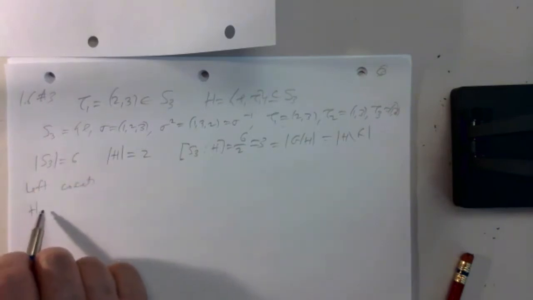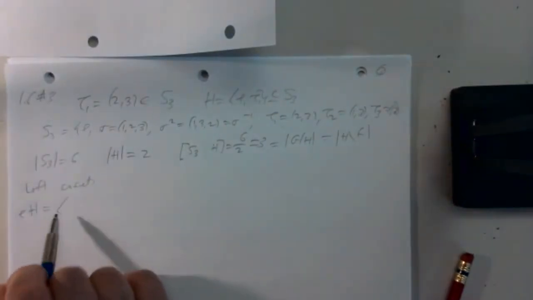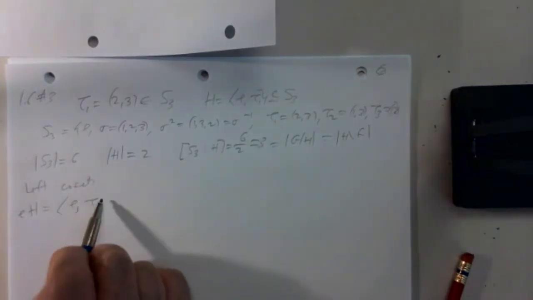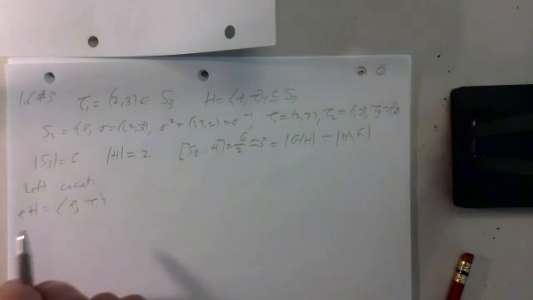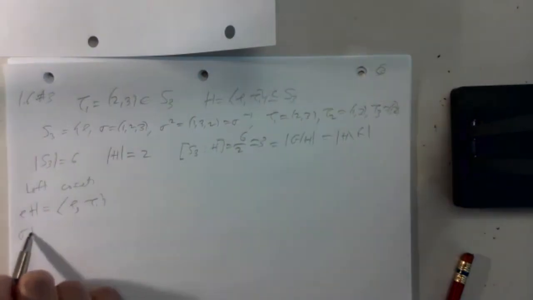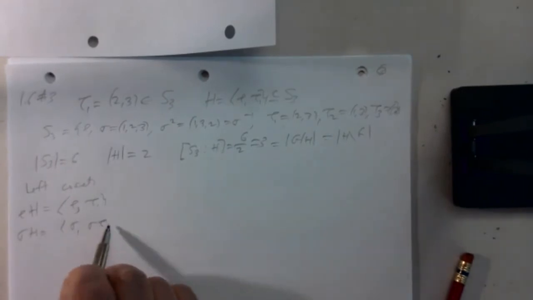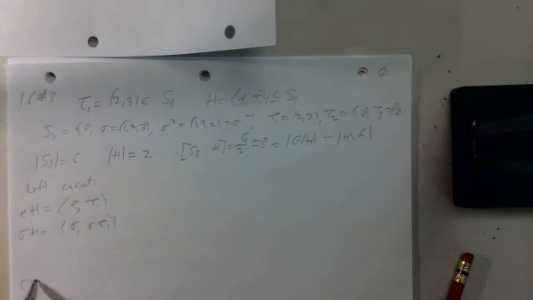So H is a left coset. It's E times H if you like. This consists of E and tau 1. Okay. What's another left coset? Well, I don't know. Let's take sigma H. Sigma H consists of sigma and sigma tau 1. What is sigma tau 1?